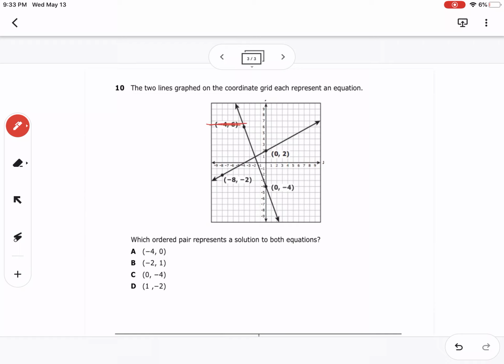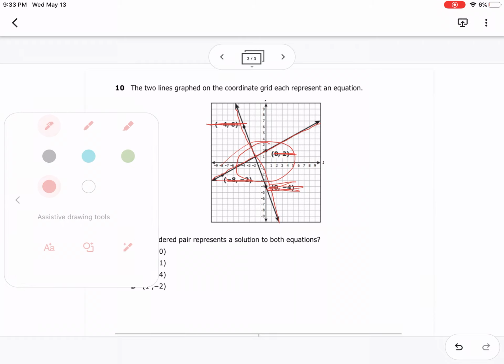You don't need to look at this. Those numbers are just there to give you an idea of where the points are on the graph, but really they can kind of throw you off, so don't pay attention to them. We have our two lines here, right? And you see where they connect, right in the center.